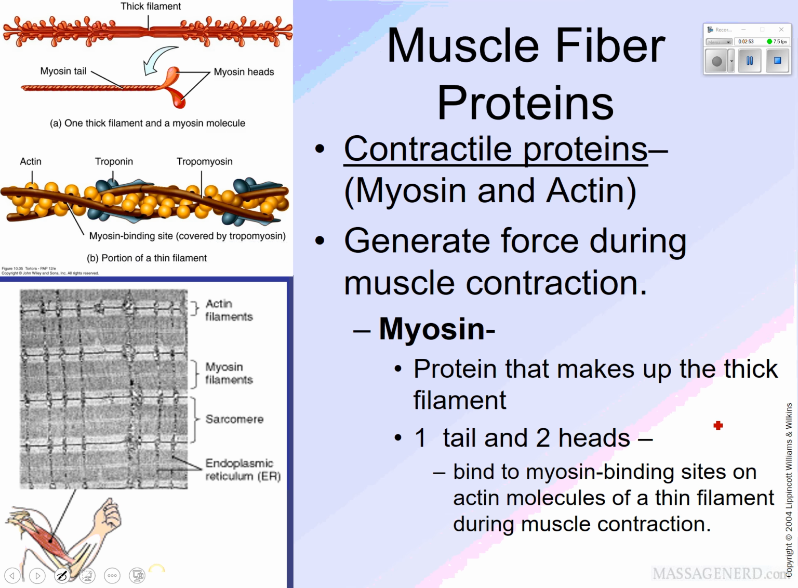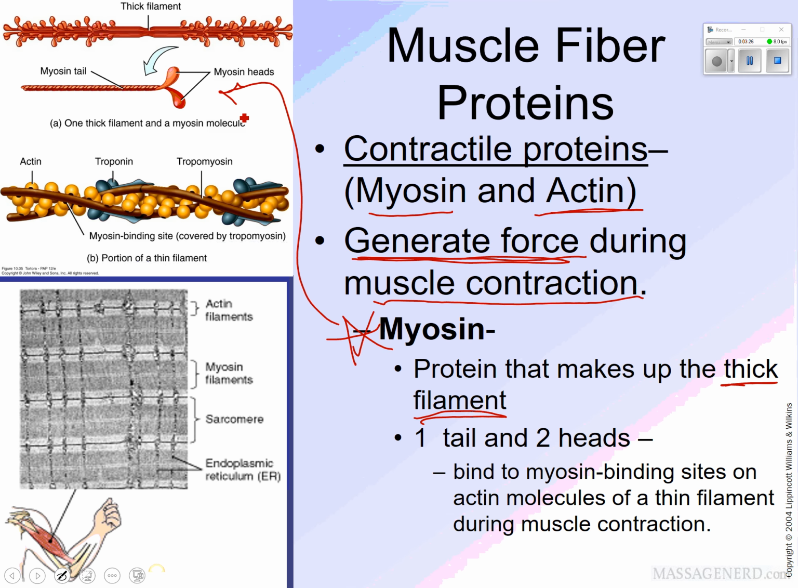Going back to more details of your filaments, you have your contractile proteins, which are your myosin and your actin. Both of these generate force during your muscle contraction, so that's their function. First, we'll talk about myosin. Myosin is the protein that makes up the thick filament, so make sure that you know that myosin is thick filament. Your actin is thin, which I'll give you on the next slide. If you look up here, we see an individual picture of one. It contains one tail and two heads.